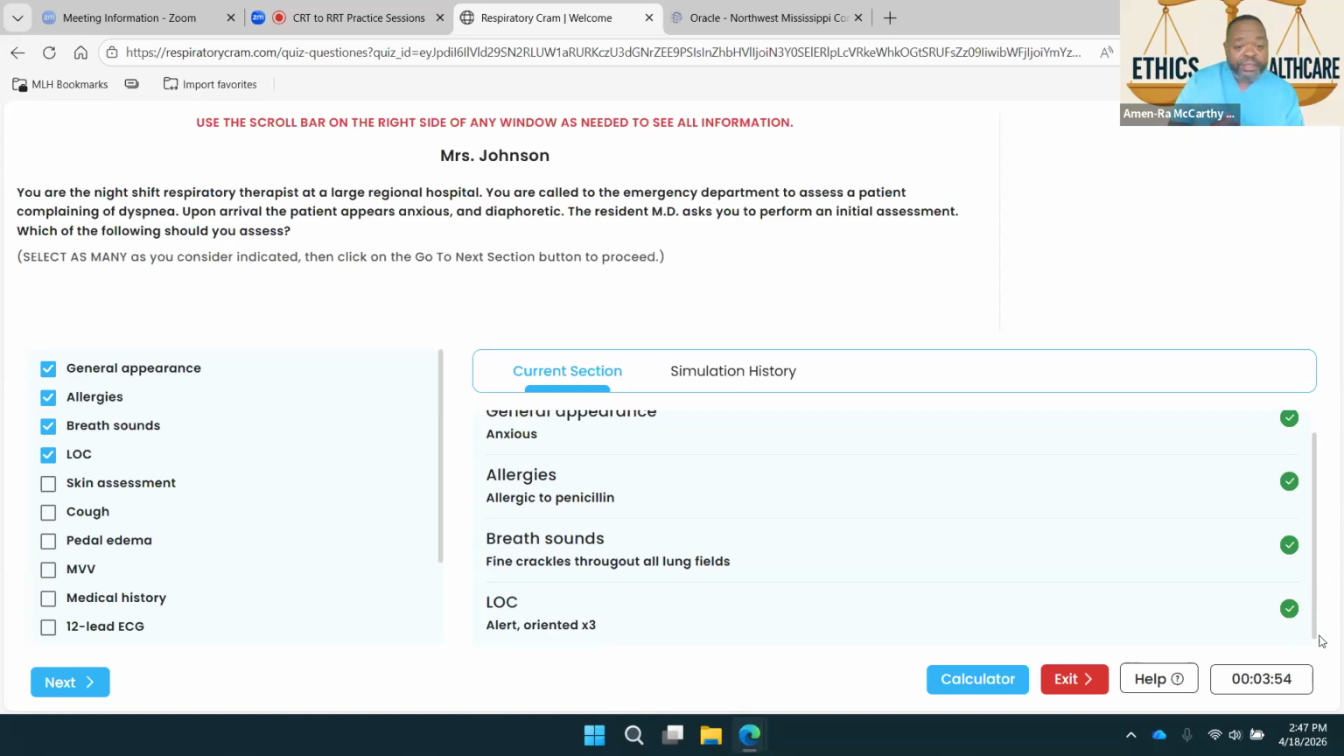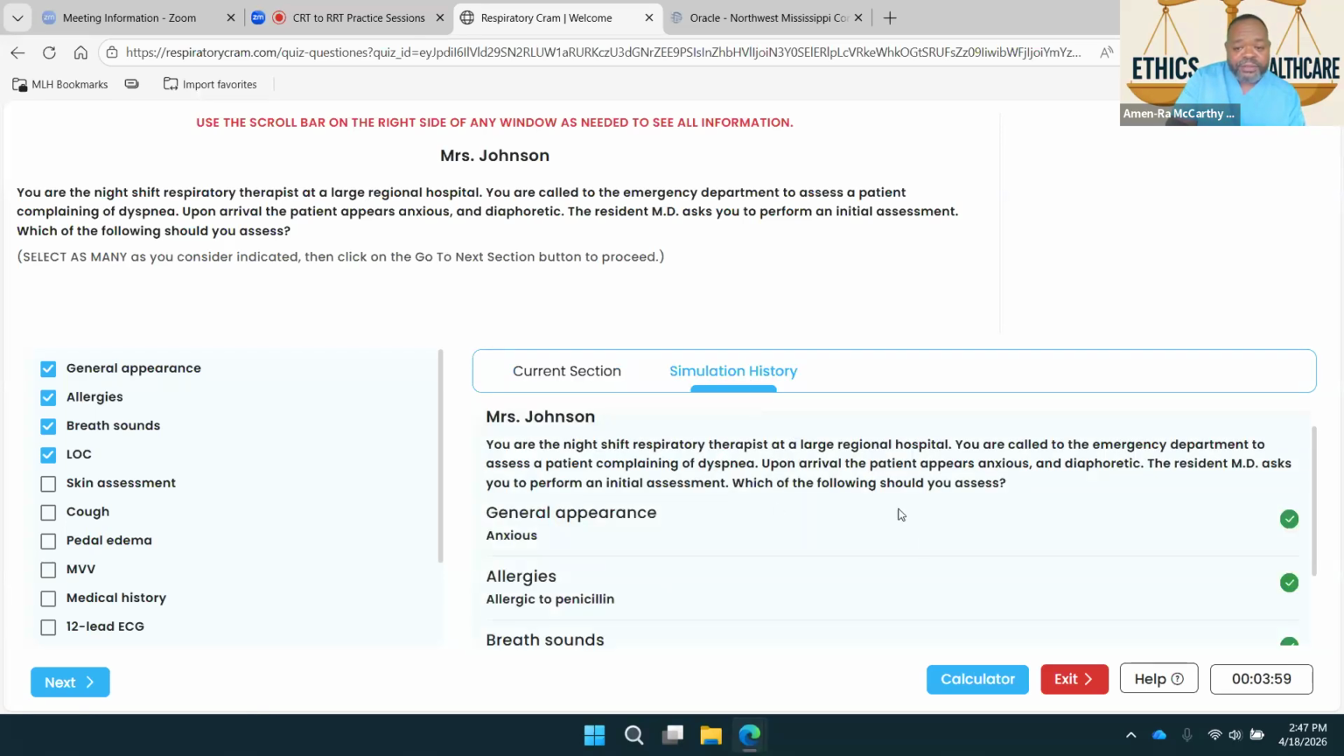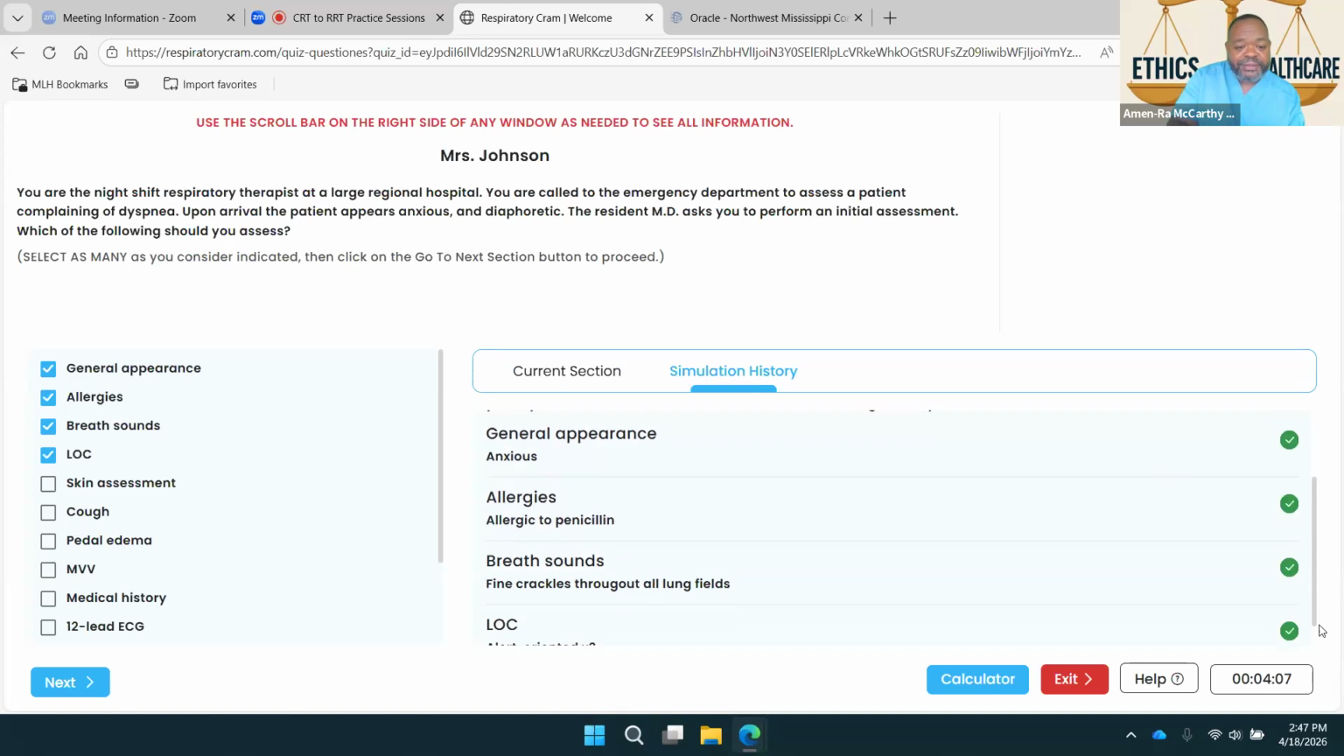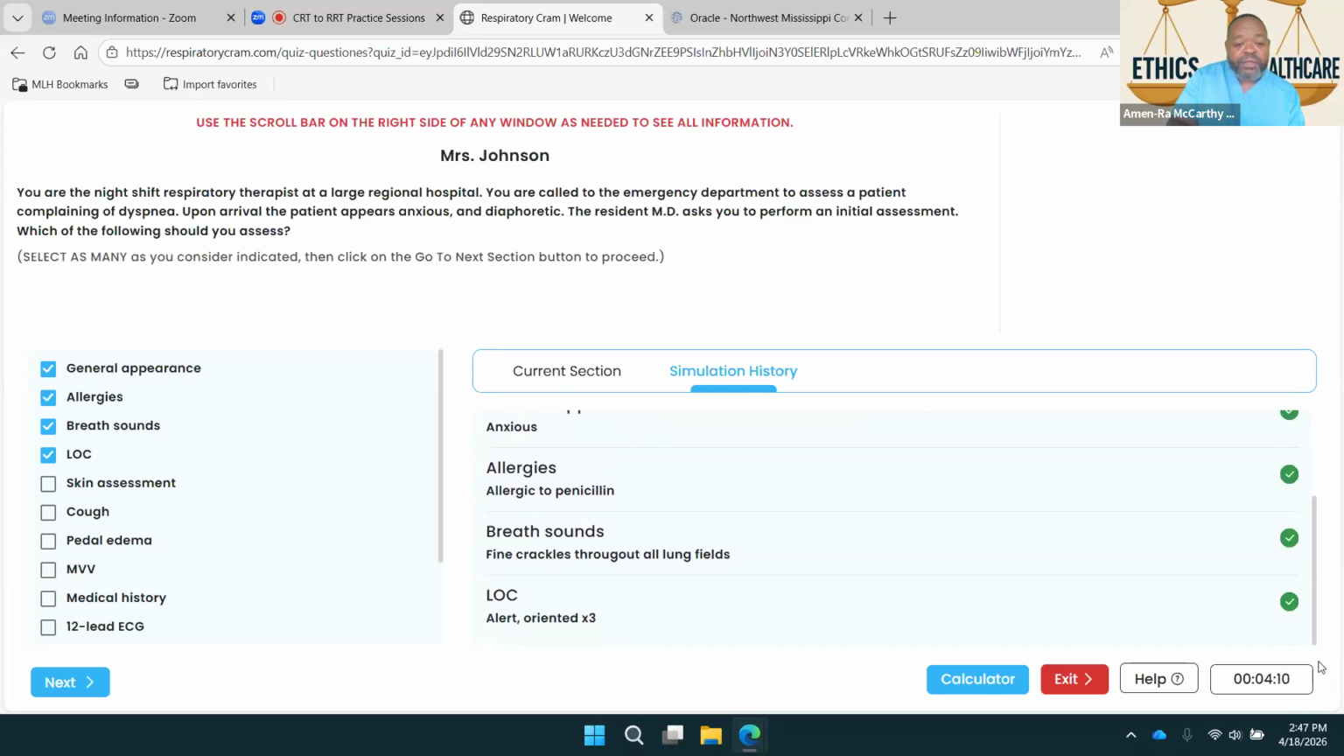So she's alert, oriented, and her breath sounds. This is our history here, guys. So if you want to see what our history is, this is the same as the top question. General appearance is anxious, right? She's allergic to penicillin. She has fine crackles throughout all lung fields and is alert and oriented. Now, on these simulations, I need you guys to respond. It doesn't matter if it's the same person, just anybody, because this is not to say it's right or wrong. This is just simply learning what and when to choose something in our information gathering and our decision making. Okay, it's just practice.